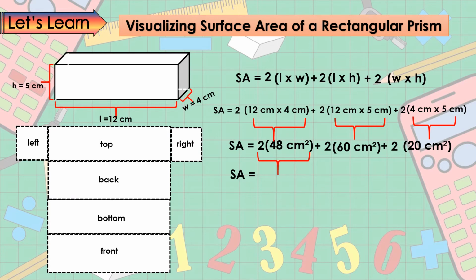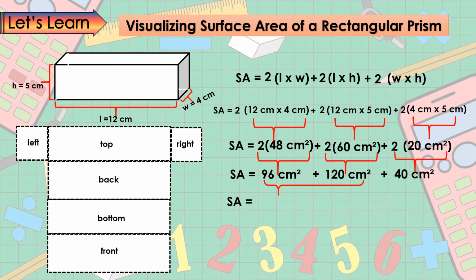So we are going to multiply now 2 times 48. So we have 96 centimeters squared plus 2 times 60. We have 120 centimeters squared plus 2 times 20. We have 40 centimeters squared.